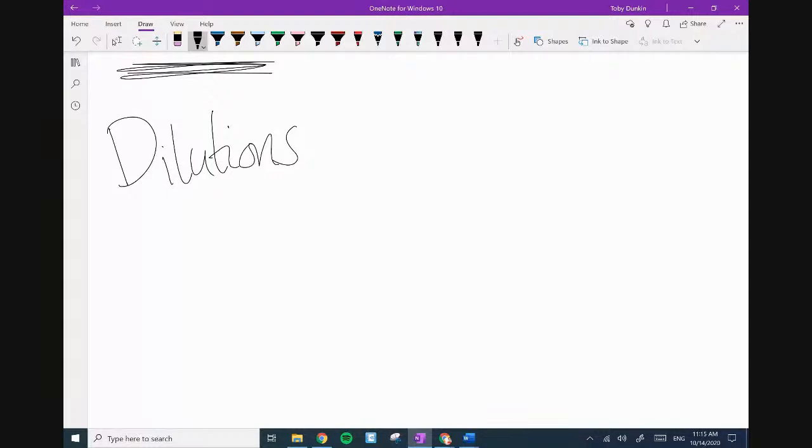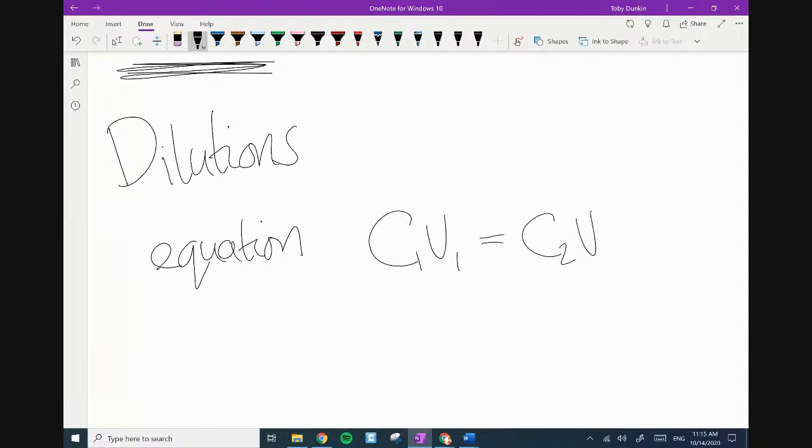That was amazing. So, in dilutions, the equation. Now, you guys have got grams over grams, C times V over 1,000, PV equals nRT, and all that jazz. You've got a new one, which is C1V1 equals C2V2. Sometimes people prefer C original times V original equals C new times V new.